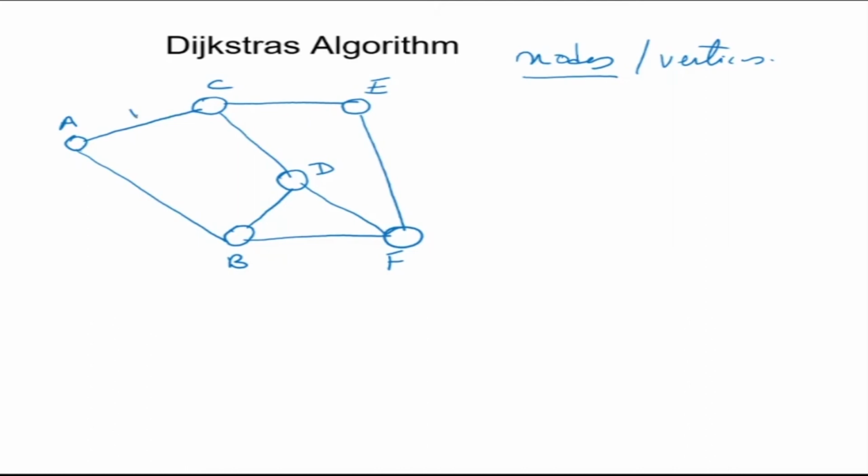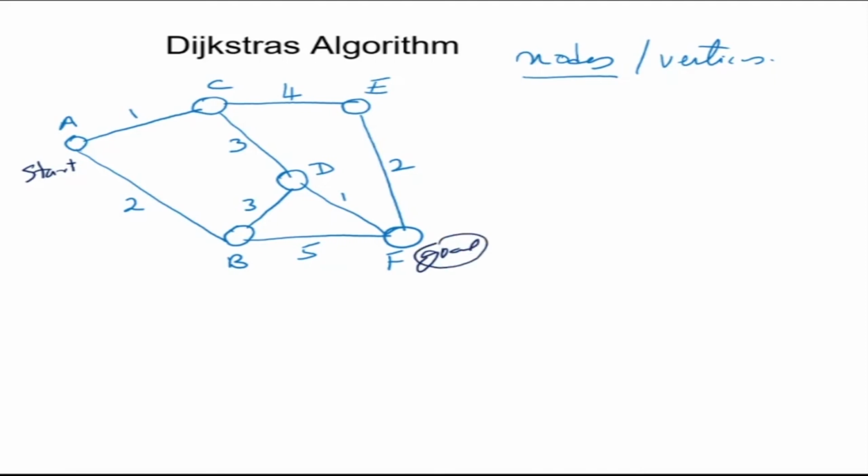So if you want to go from A to C, the path length is 1. From C to E, it is 4. From C to D it is 3, from B to D it is 3, here it is 2, then here it is 5, here it is 1, and here it is 2. Now, let's say A is the start point, and my goal point is given here. A is start and F is goal.